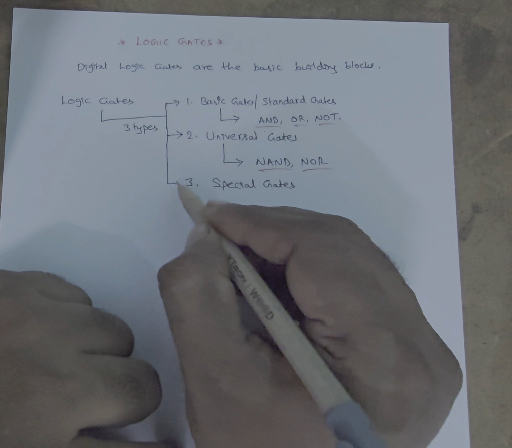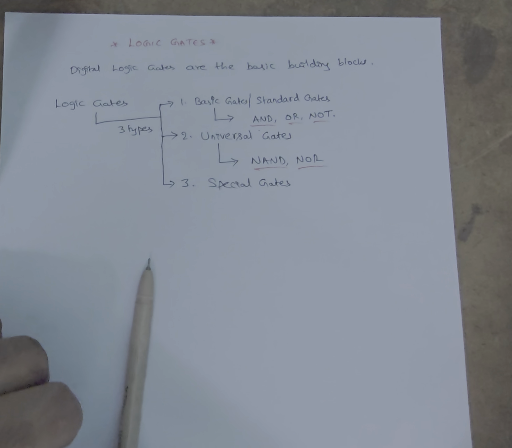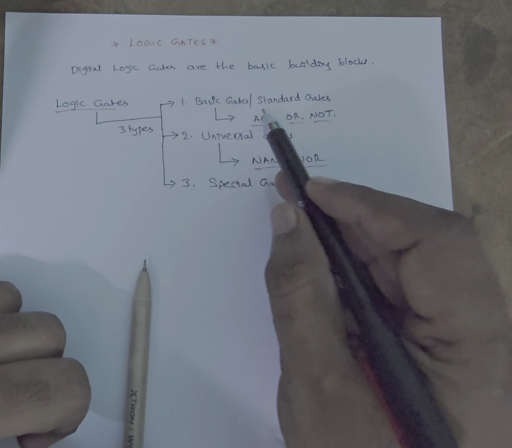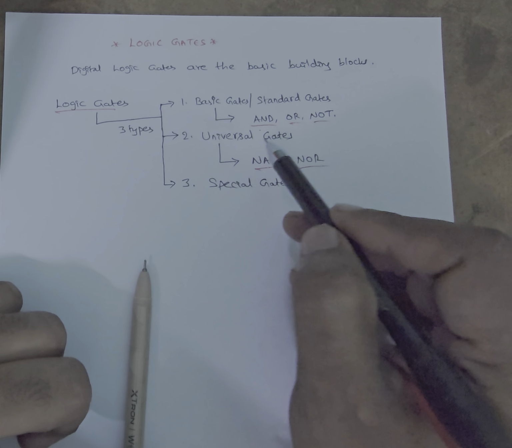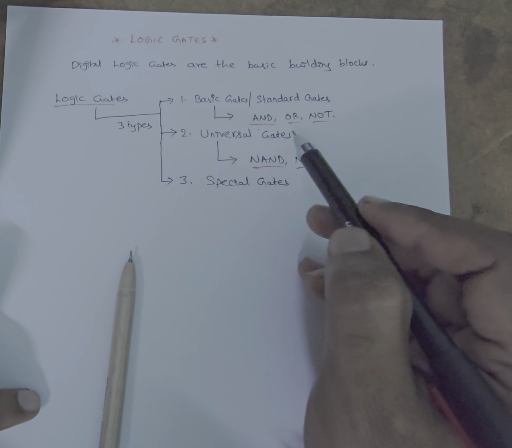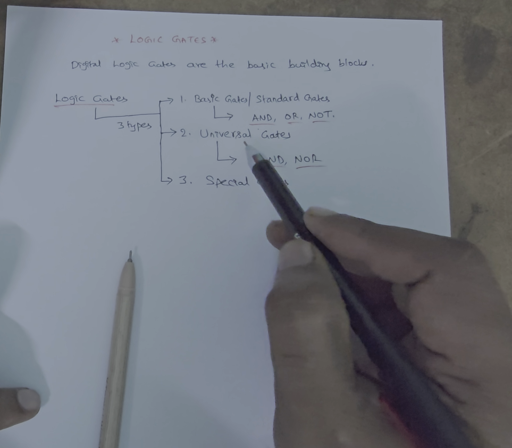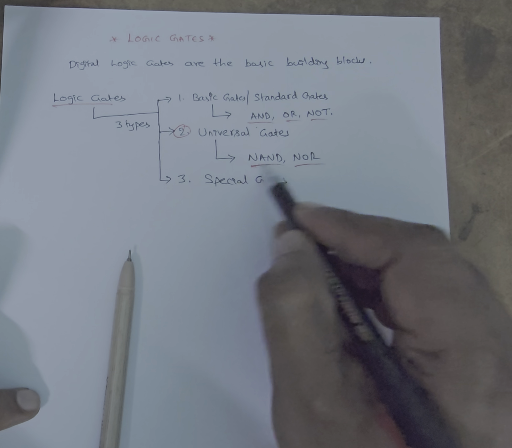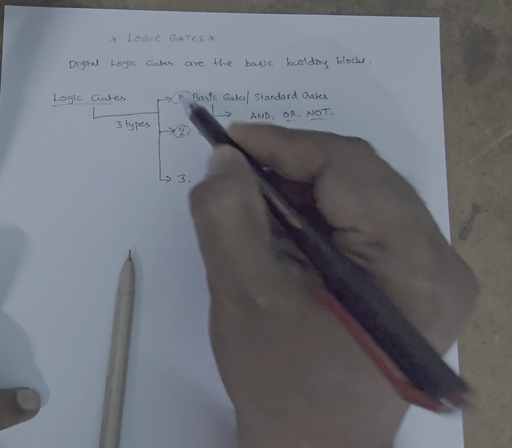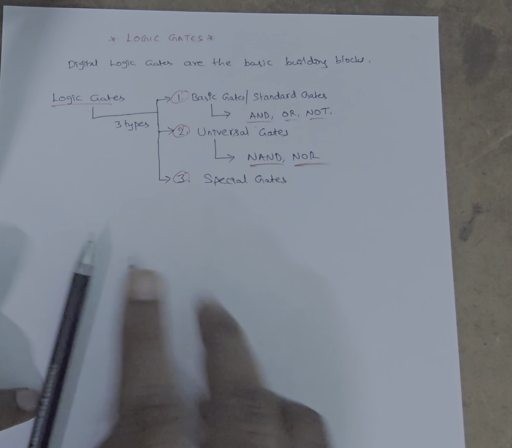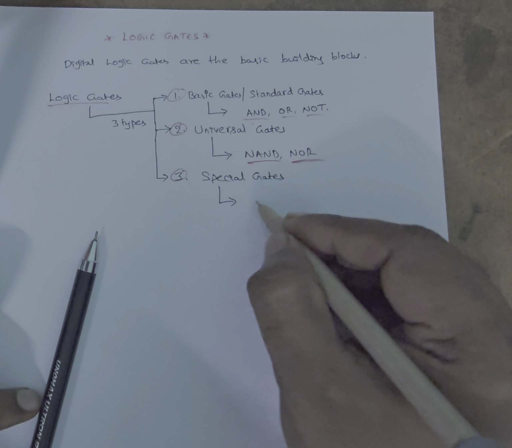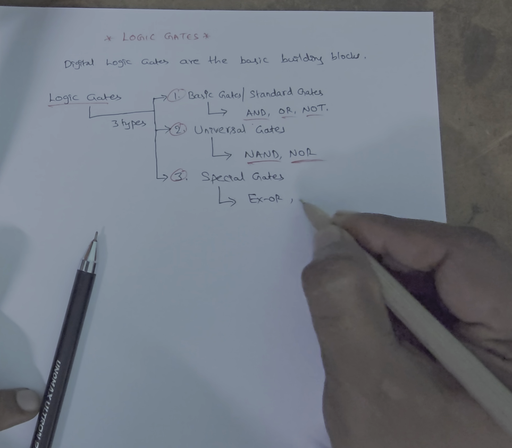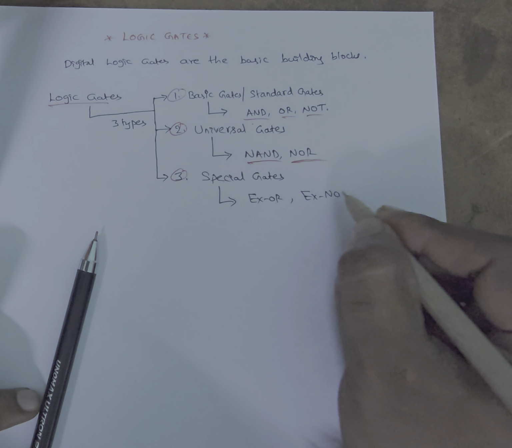So here, logic gates are mainly classified into basic gates. Basic gates, another name is standard gates. In basic gates, again, AND gate, OR gate, NOT gate. Second one is universal gates. In universal gates, NAND and NOR. Next, special gates. So what are the special gates? Special gates are again classified into two types: one is XOR and the other is XNOR.